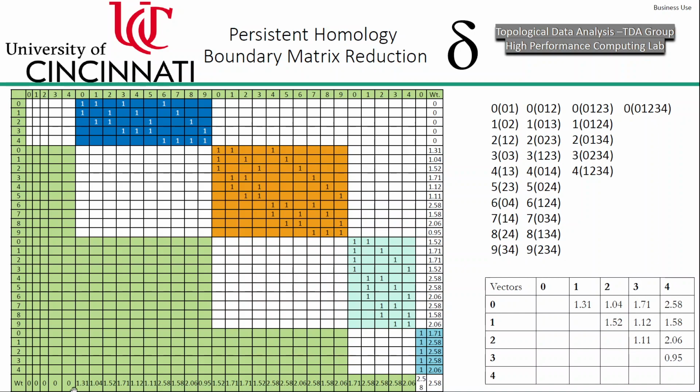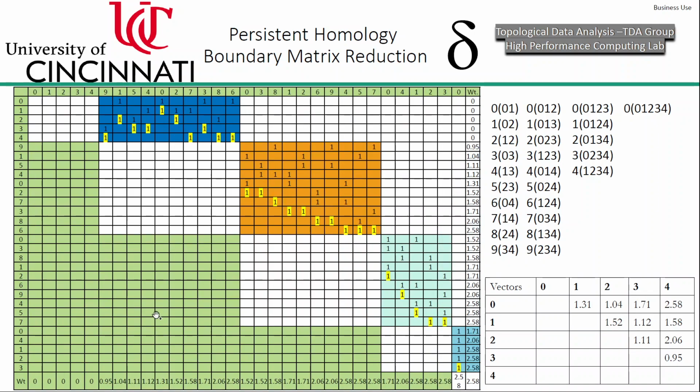And here the rows are sorted by weights, but the columns are not. They are supposed to be sorted by weights also, of course dimension by dimension. So, for example, 1.31, 1.04, 1.52 are not sorted. So we need to sort them also.